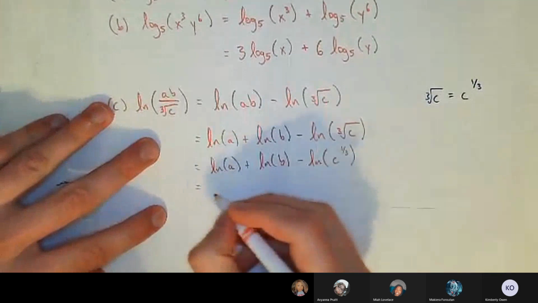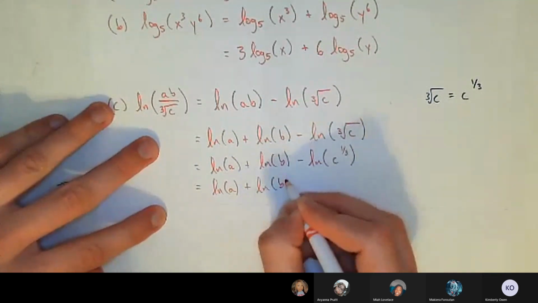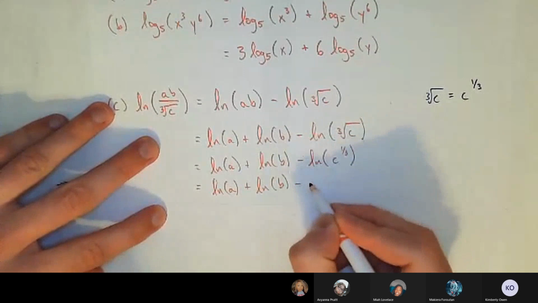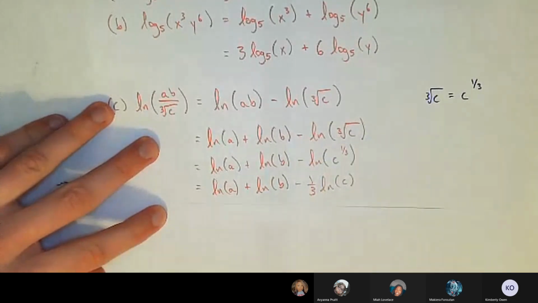And now I can apply that third law that says I take that exponent and plop it on the outside of the log. And now I'm done.